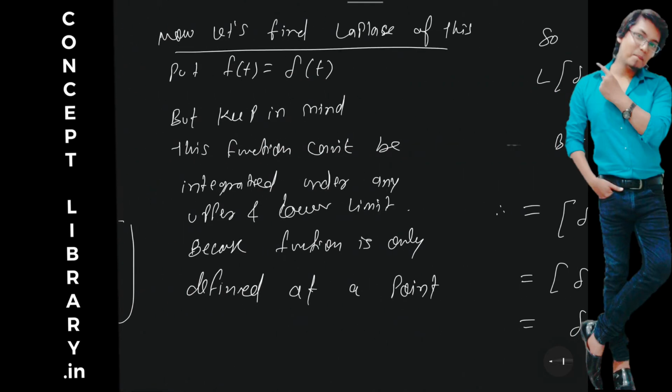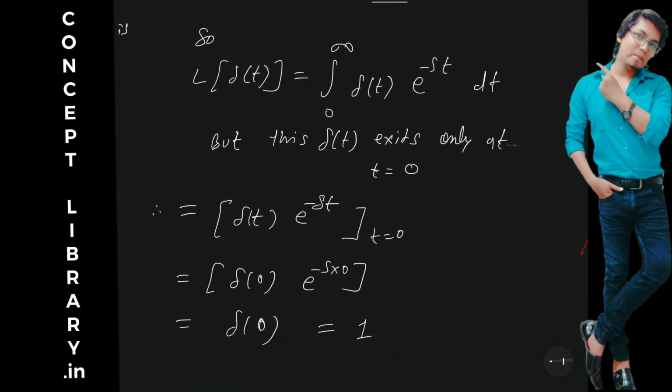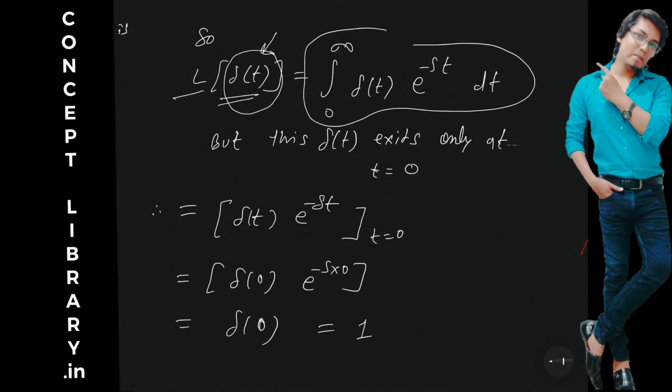So now let's find out the Laplace of this. Put f(t) is equal to delta t in the formula, but keep in mind this function can't be integrated under any upper or lower limit because we don't have an upper or lower limit, fine. So the Laplace transformation of delta t, what is this? This is the unit impulse function. Our basic formula, what we are doing from the beginning, is 0 to infinity delta t e power minus st dt. But this delta t exists only at t is equal to 0. So remove this integral, no need to do it.